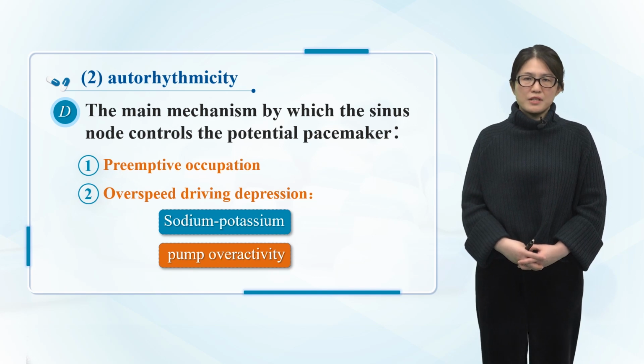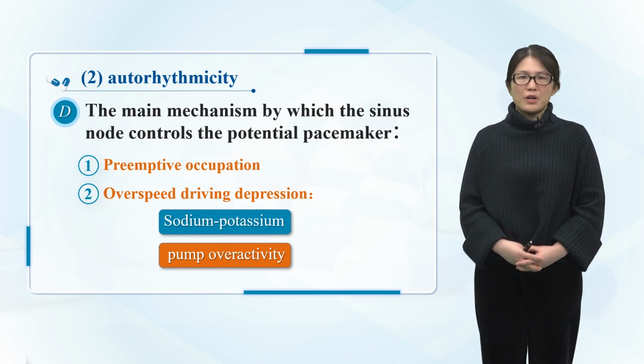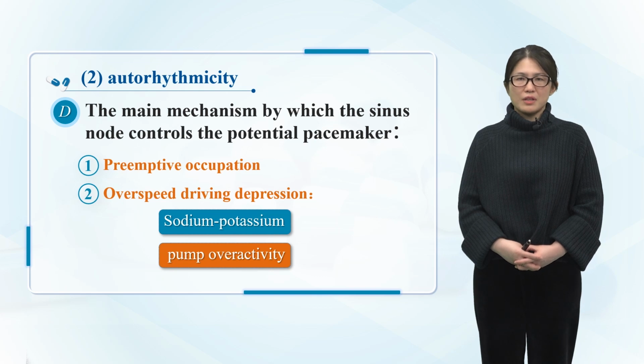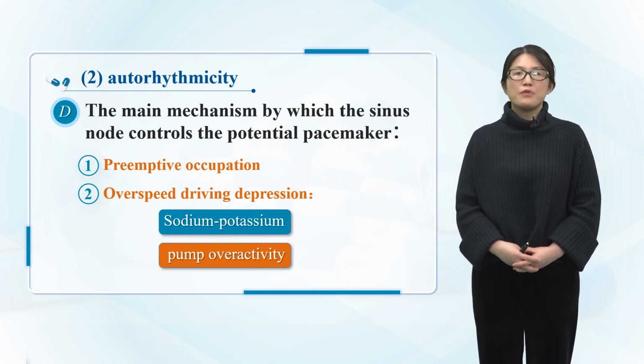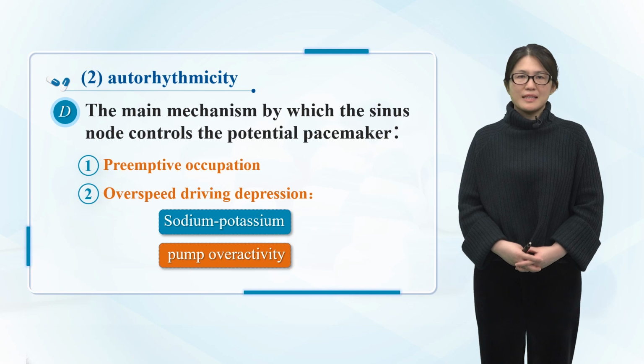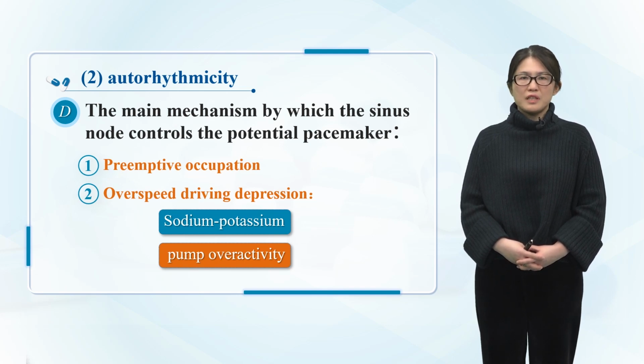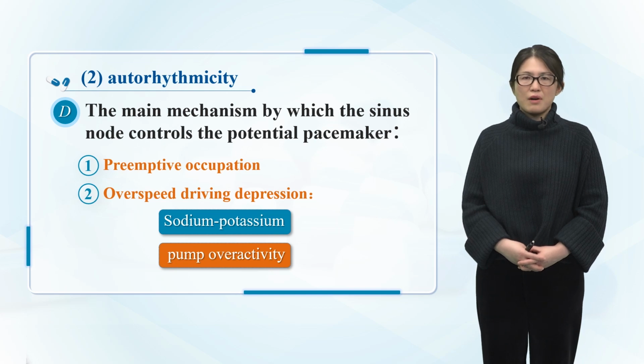2. Overdrive suppression. When autorhythmic cells are stimulated at a frequency higher than their natural frequency, they become excited at the frequency of the external stimuli, which is called overdrive.